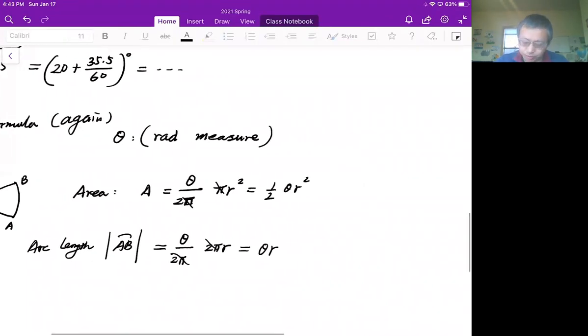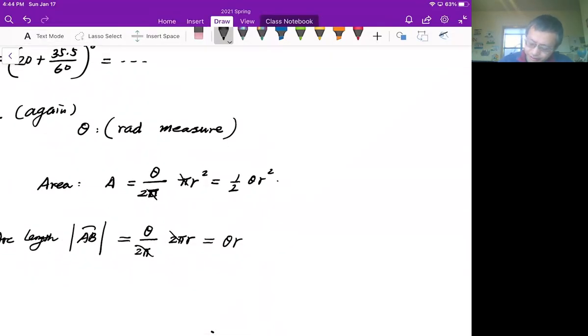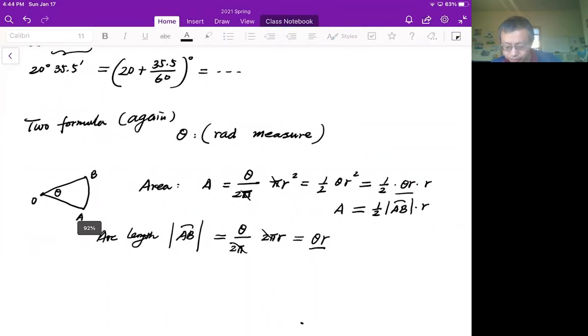Let's see. I'm going to do this. Okay, give me a second. So I'm going to write that in the following way. It's 1/2 times theta r times r, right? Because theta r squared, I can write as theta r times r. But what is theta r? Well, theta r is just the same as this one. It's just the arc length. So what happens is that it is 1/2 times the arc length AB, times the r here. So this is actually the area of the sector. But let me show you the picture.